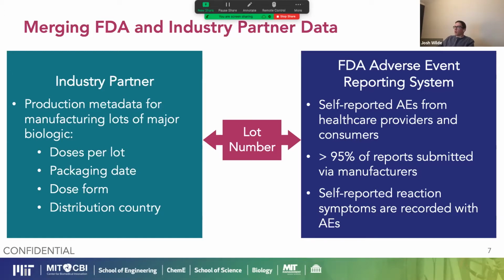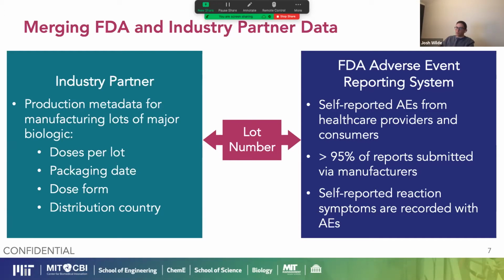So we do have public data from the FDA that reports self-reported adverse events, and these are self-reported from healthcare providers and from consumers, and we have access to this on a public system. And we have about 30% of these reports connected to a lot number, and that lot number is the same lot number that the manufacturer uses to refer to the product internally.